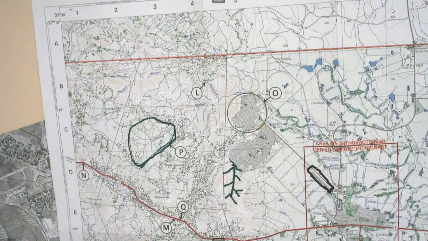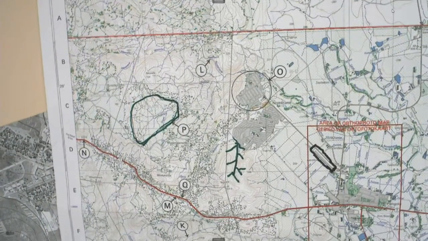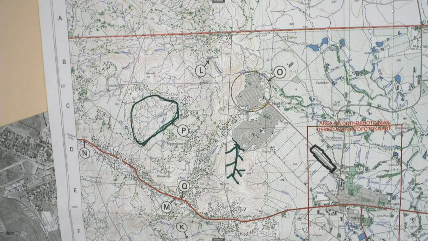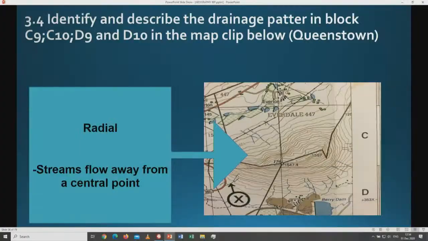So the dendritic stream pattern is the most common one when it comes to maps in South Africa especially. But here you can have also the others, as you have seen in my presentation here. This one was from Queenstown, and this was the radial stream pattern. You must always be aware of them. Your trellis stream pattern, your rectangular stream patterns. Always be aware of such, grade 12. Alright, let's move forward, grade 12, with our presentation.